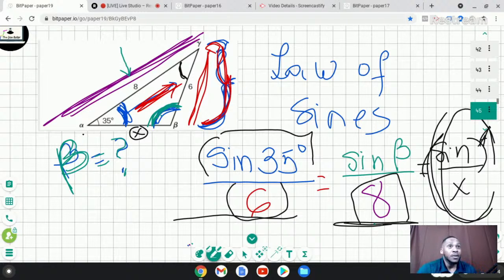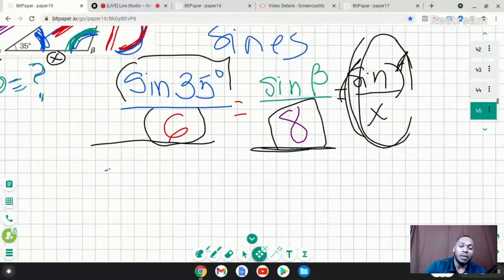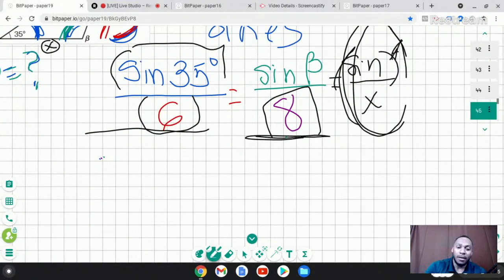Now, we found all of that, and we know all of that. All we have left to do is find beta. So how do we find that? The easiest way for me is to cross multiply. I'm going to need my calculator for this. I'm multiplying sine of 35 times 8, and I will multiply sine of beta times 6.